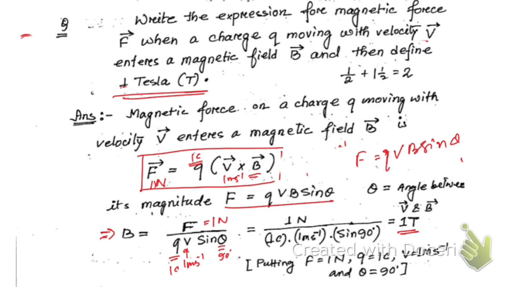A magnetic field is said to be 1 Tesla when a charged particle enters the magnetic field at right angle, so here theta equal to 90, with velocity 1 meter per second, and if the charge is 1 coulomb, and it experiences 1 Newton force due to this magnetic field, then this magnetic field must be 1 Tesla. Hope you have understood this.